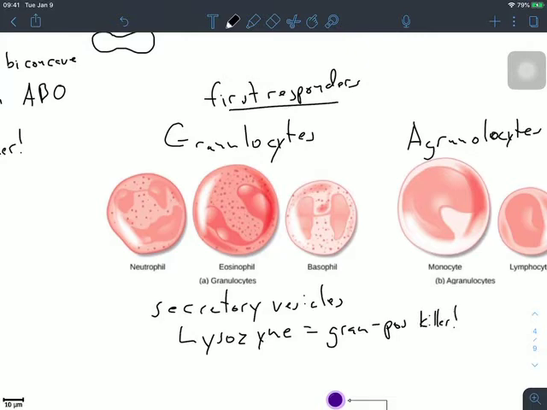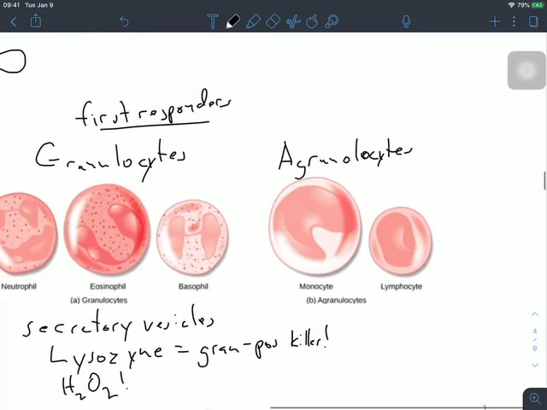And then even some other things that you might be familiar with. Vesicles that have low pH, or acids to kill things, and then oxygen-derived products like hydrogen peroxide. So the same thing that we use on our cuts outside to kill bacteria present in a wound is present within our granulocytes. In contrast to being the first responders, our agranulocytes play a bigger role in adaptive immunity.